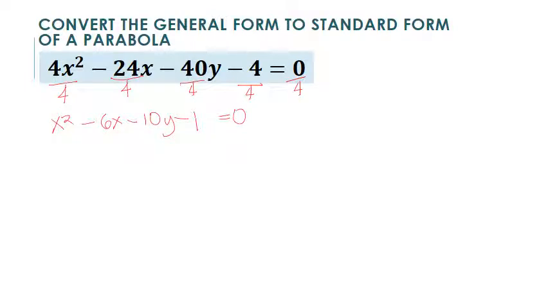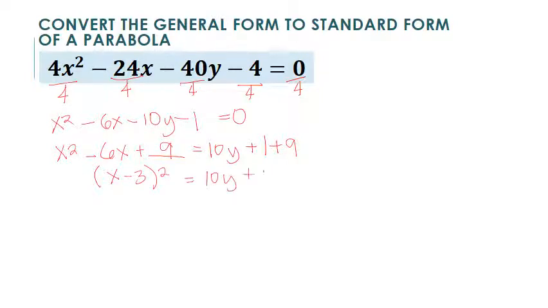Next, by addition property of equality, we can write this equation as x squared minus 6x plus blank, by completing the squares, equals 10y plus 1. Now, by completing the squares, ano kaya yung constant na nandito? Yeah, we have to divide negative 6 by 2 and then square it. So, we have 9. So, idagdag din natin si 9 dito. And then, simplifying, we have x minus 3 squared is equal to 10y plus 10.